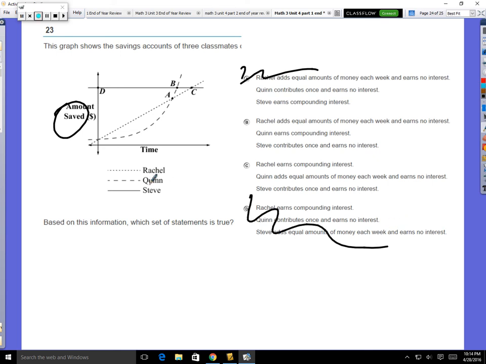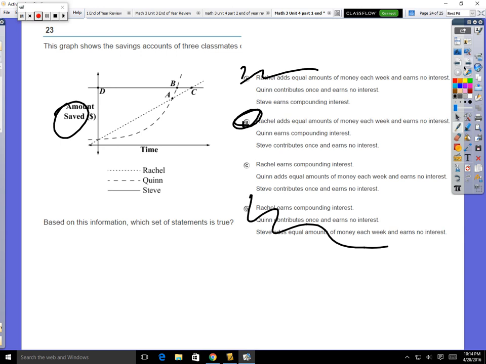Let's look at Quinn. Okay, Quinn's money's growing. Quinn is the one that's compounding. So it's B. And Rachel is the one that adds the same amount each week. Her money grows very predictably. So that means she's adding the same amount each week.